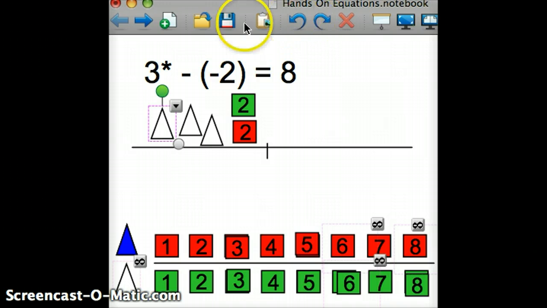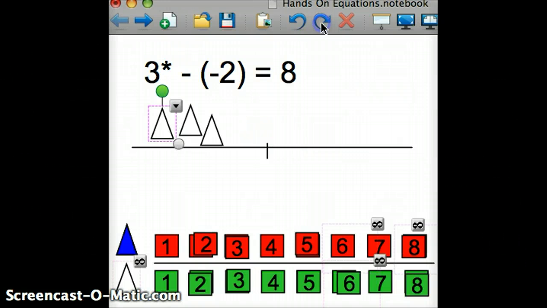And now I can do what the problem is asking me to do, subtract a negative 2. So I'm just going to take off the negative 2. And let's set up the rest of the equation here, equals 8. So now I have 3 star plus negative 2 equals 8. And I see 2 red cubes. I can take 2 off of both sides. 8 minus 2 is, in fact, 6. So I have 3 star equaling 6.